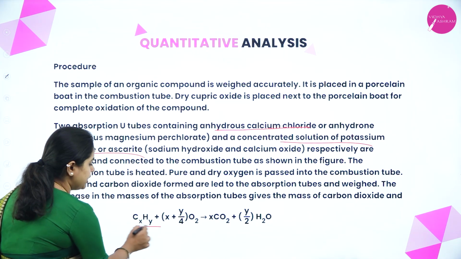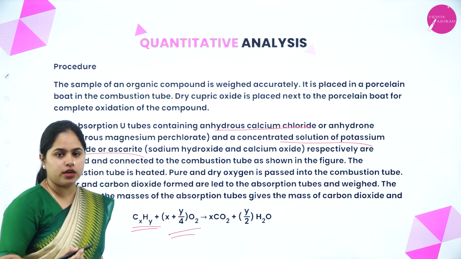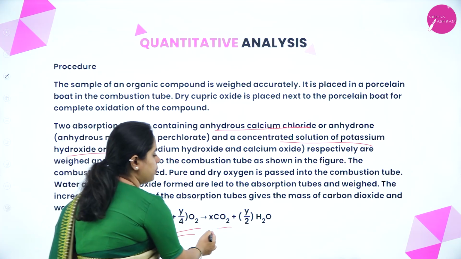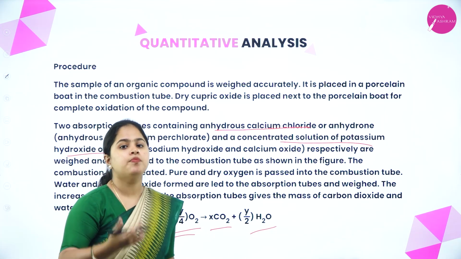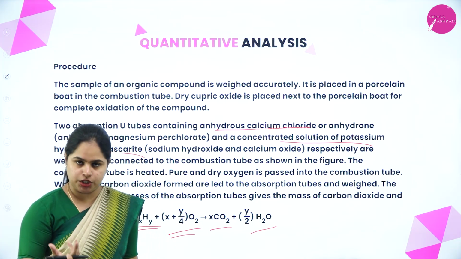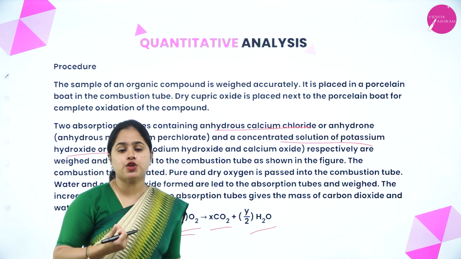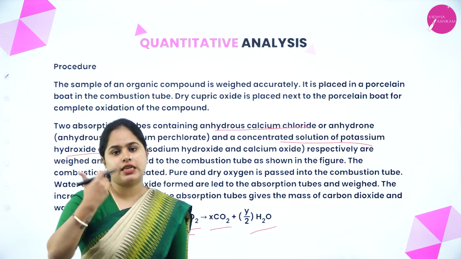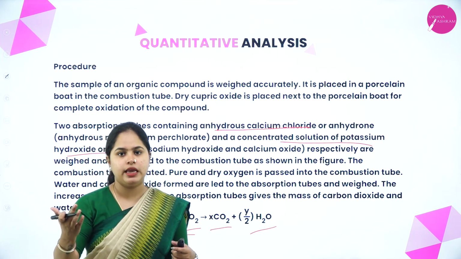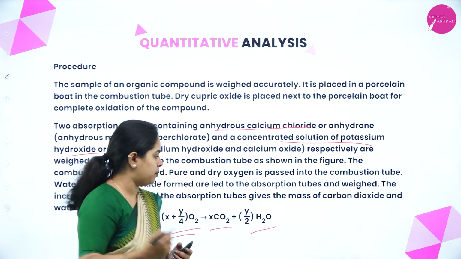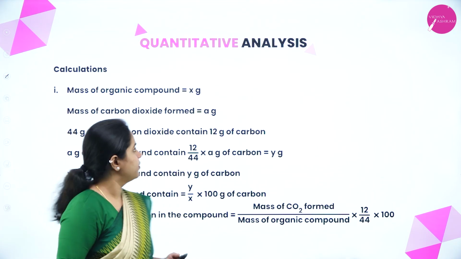So initially CxHy, this is the organic compound, reacts with pure and dry oxygen and forms carbon dioxide and water. Carbon dioxide will be obtained in the second U tube, which contains potassium hydroxide solution, and water will be obtained in the first U tube containing anhydrous calcium chloride. If we take the difference between the masses initially and finally of the two U tubes, we will obtain the mass of carbon dioxide and water. I hope it is clear, right?